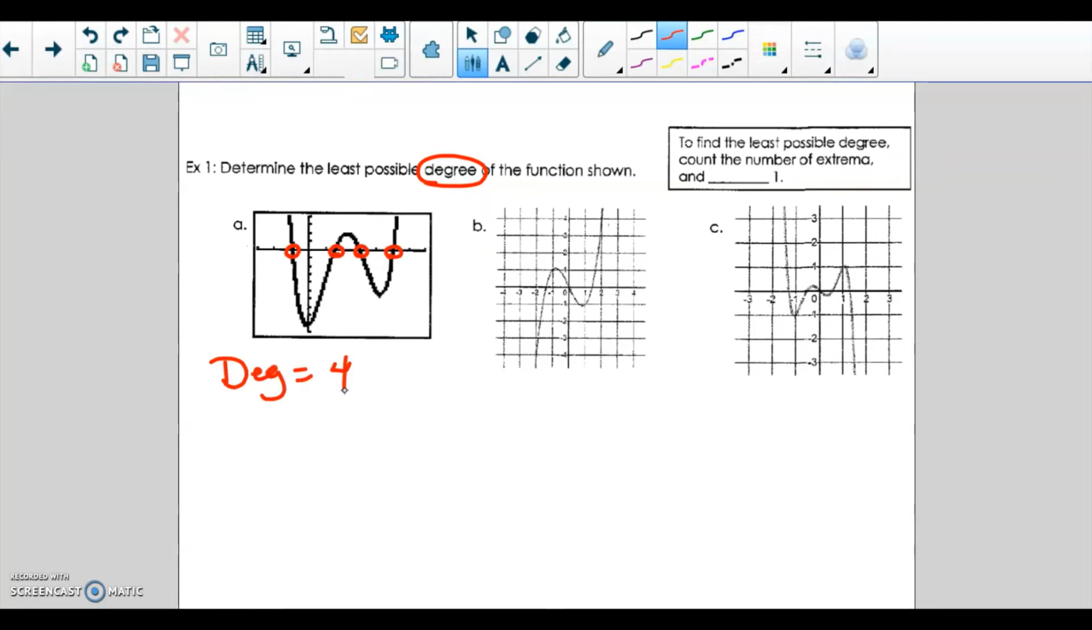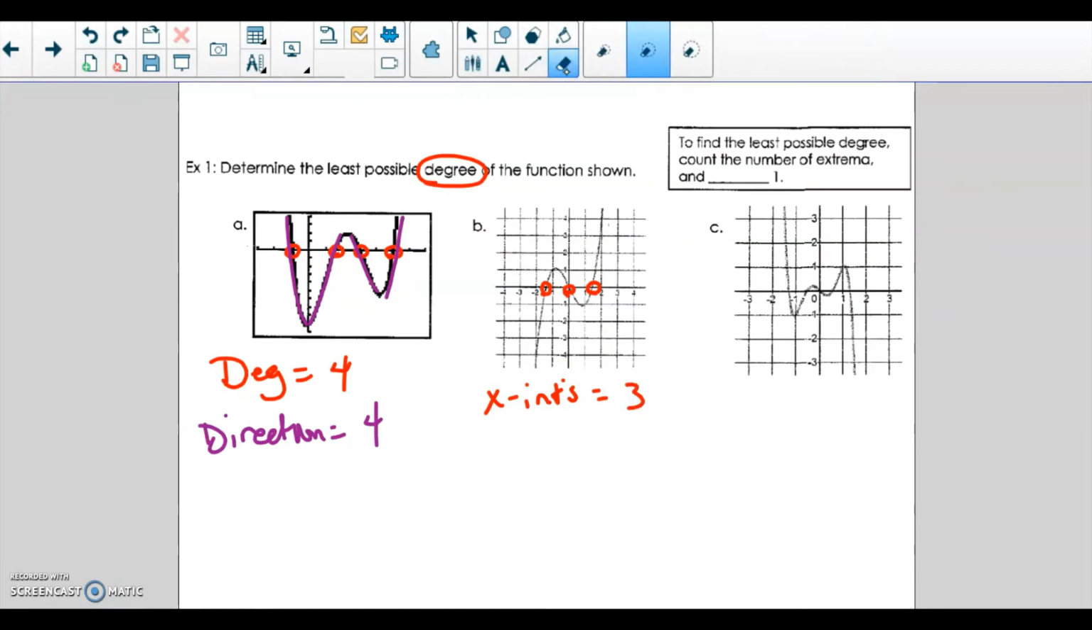Now I'm going to do that another way. How many different directions is it going? 1, 2, 3, 4. So directions was 4. So either way, it told us that the degree was 4 for this problem. On the B problem, how many times does it cross the x-axis? 1, 2, 3 times. So really what it should say is x-intercepts equals 3. So back here where it says degree, it should really say x-intercepts.